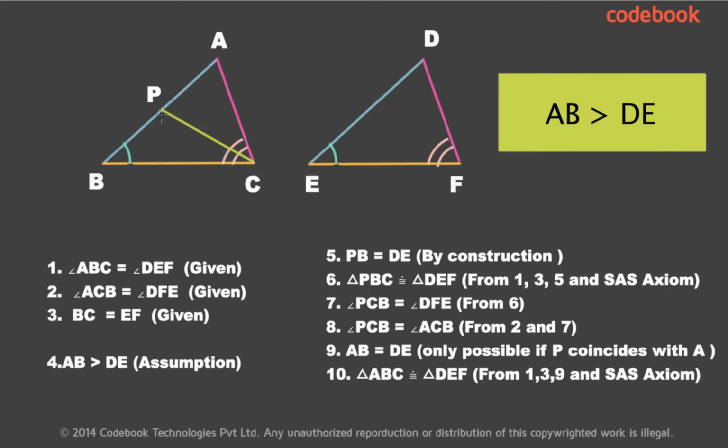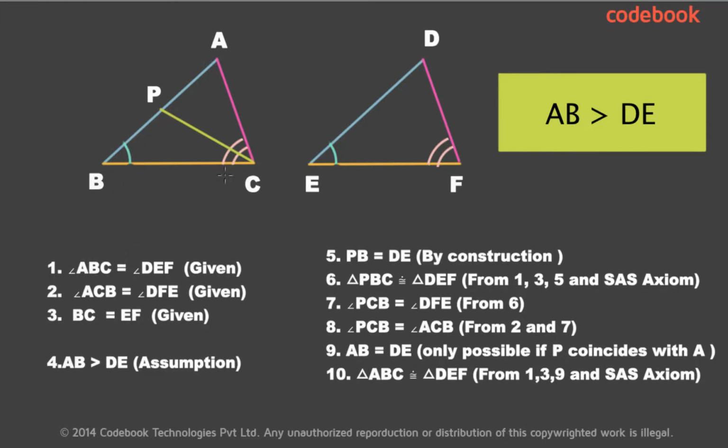However, if AB is greater than DE, if that is the case, we will need to do some construction here. Let's take a point P on AB such that PB is equal to DE. Because AB is greater than DE, we can represent the length of DE on that line segment AB. So here we are making an assumption BP is equal to DE. So let's look at this scenario.